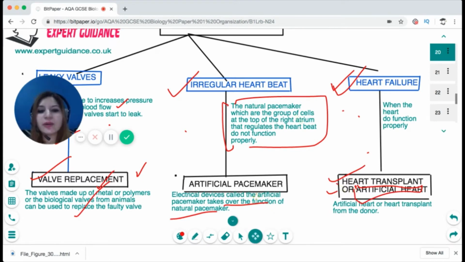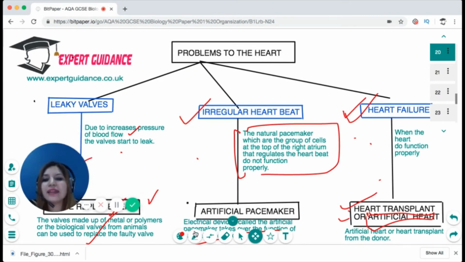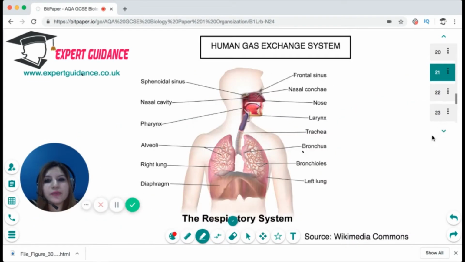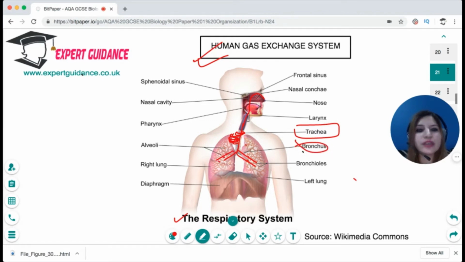So these are all the non-communicable diseases, or you can say the problems with the heart, and the proposed treatment for the same. Now after the circulatory system, we come to the human gas exchange system called the respiratory system, which starts with the nose, and then the air goes into the windpipe. The windpipe is known as the trachea. The trachea is covered by rings of cartilage that prevent it from collapsing, and then the trachea bifurcates into two. These two bifurcations are known as the bronchi. These two bronchi enter the lungs.